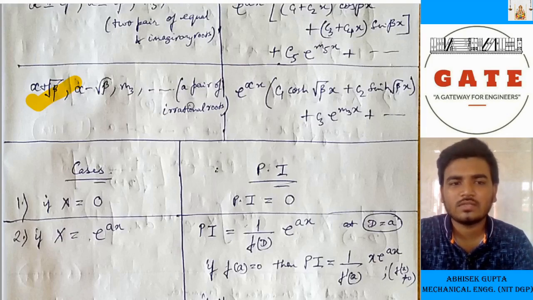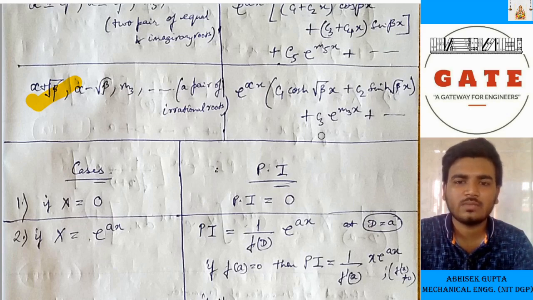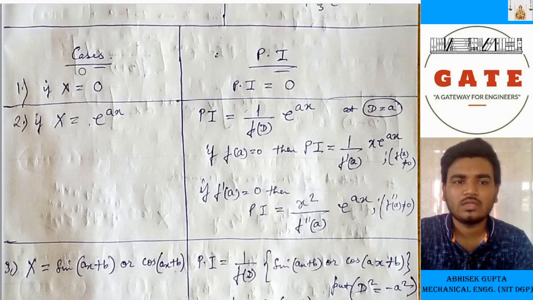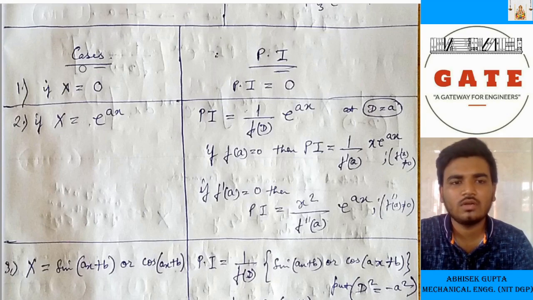So the solution is e^(αx)[c1 cos √β x + c2 sinh √β x] + c3 e^(mx) + ... So this is rarely asked, but you have to know this. Now these are the cases, and these are the PI, meaning particular integral, for these different cases.